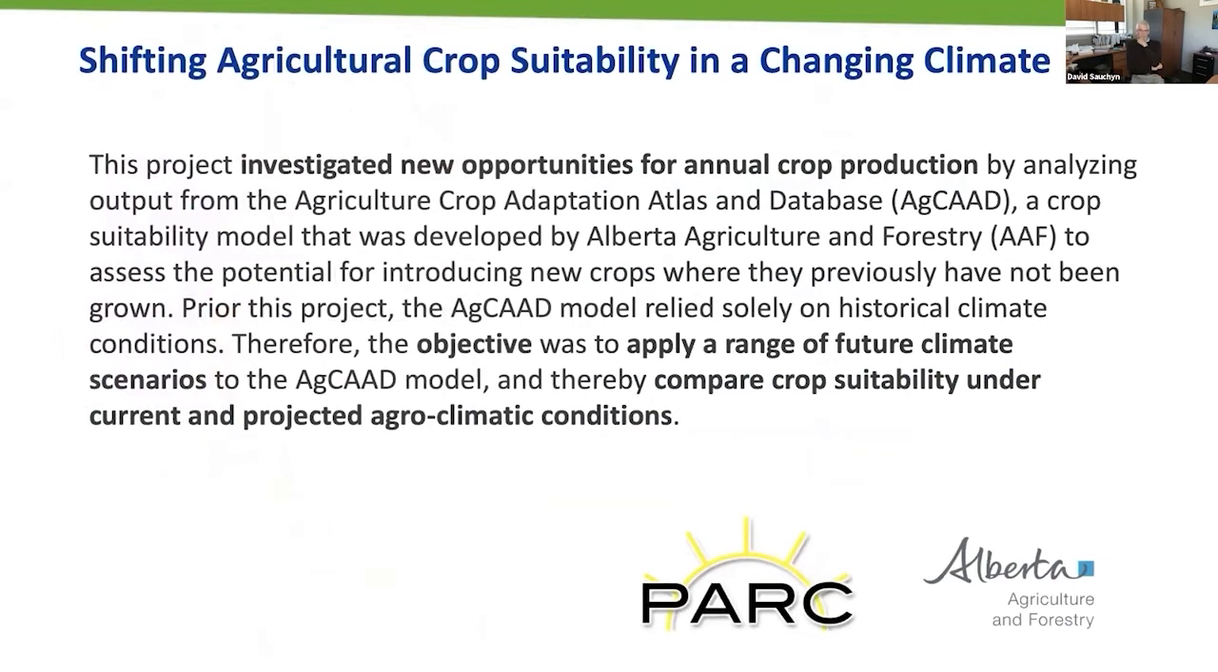And then finally, I want to say a few words about this project because very recently, PARC collaborated with Alberta Agriculture and Forestry on a project to examine shifting agricultural crop suitability in a changing climate. We looked throughout Alberta to see where the opportunities would lie for expanding crop production into areas which have historically not supported canola, wheat, barley, forage crops, and pulses, and so on. So the objective was to take a range of future climate change scenarios and apply them to this Agriculture Crop Adaptation Atlas and database that's built and maintained by AAF.